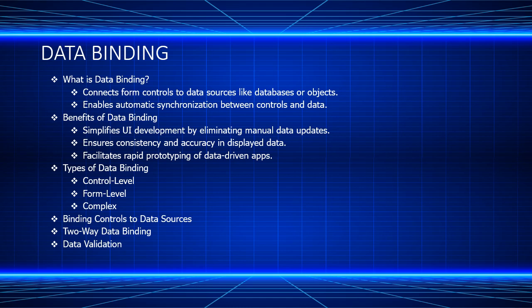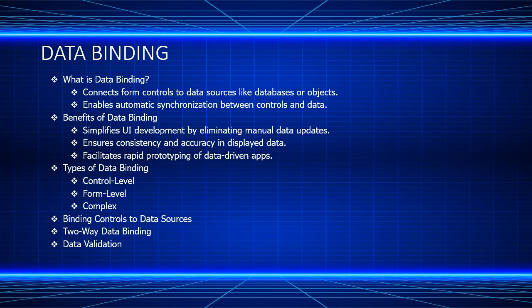Types of data binding. Control-level data binding associates individual controls like text boxes or labels with specific data fields. Form-level data binding binds an entire form to a data source, automatically populating controls with data from the source. Complex data binding supports binding controls to hierarchical or nested data structures, facilitating scenarios like master-detail relationships.